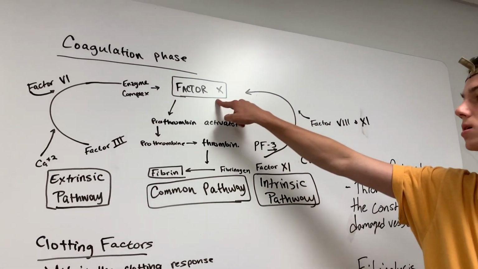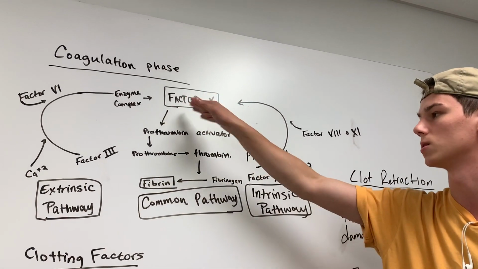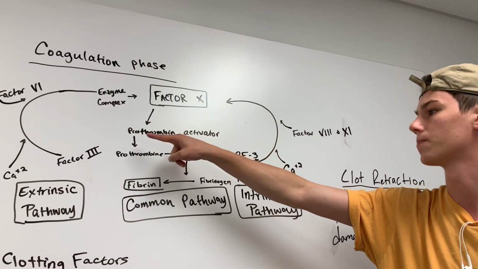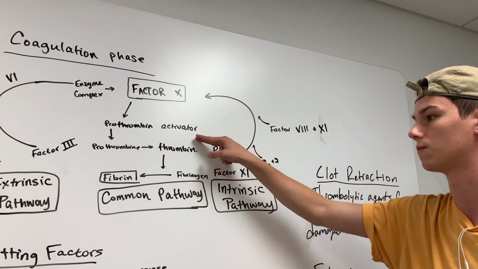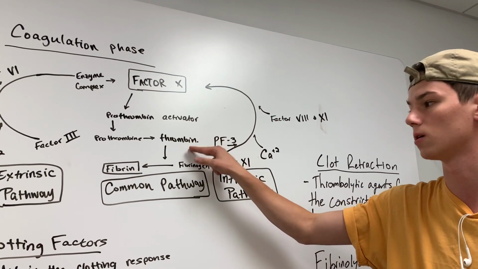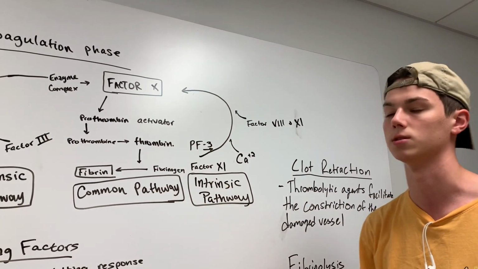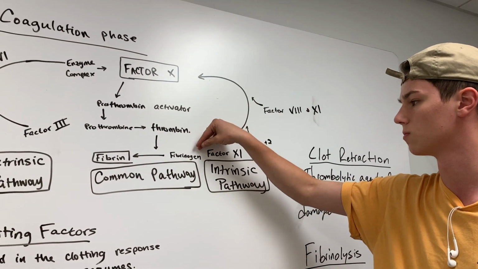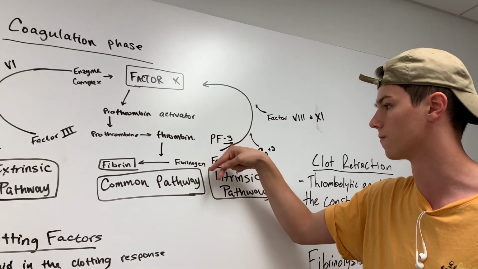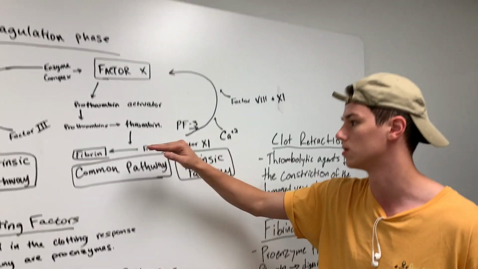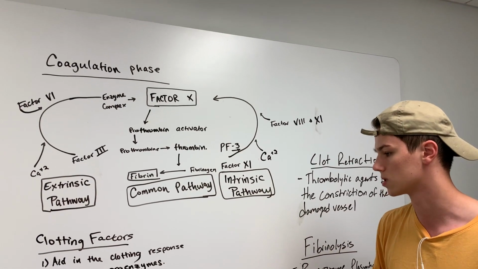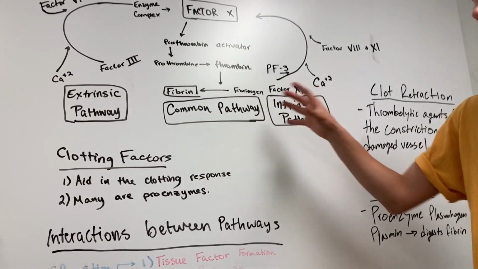But once you hit factor X, either way, both pathways lead to factor X into the common pathway. Factor X can activate a prothrombin activator, which basically turns prothrombin into thrombin, and thrombin is very important because this is what actually does the clotting. So fibrinogen, which is a protein in the blood plasma, will be converted into fibrin due to thrombin, and fibrin is what does all of the clotting. So those are all the pathways.